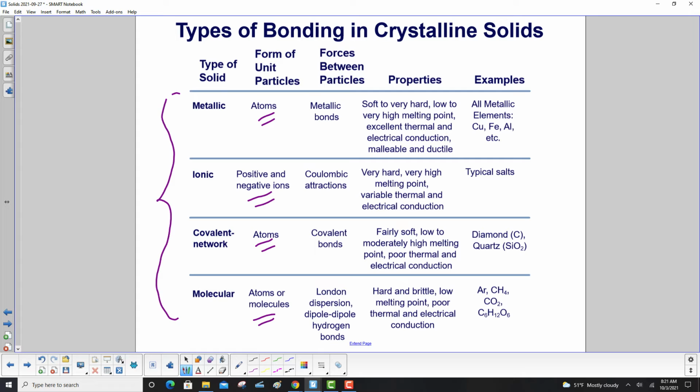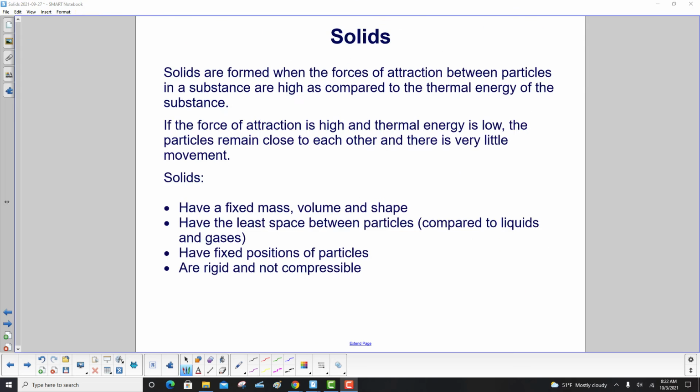Then we talk about the forces between the particles: metallic bonds for metals, Coulomb attractions for ionic, covalent bonds for covalent network, and finally here are your intermolecular forces. Then we list the properties over here, so you can just pause the video here and check them out. We'll talk about them some more later. And then some examples: all metallic elements, typical salts, diamond and quartz, argon, carbon dioxide, glucose.